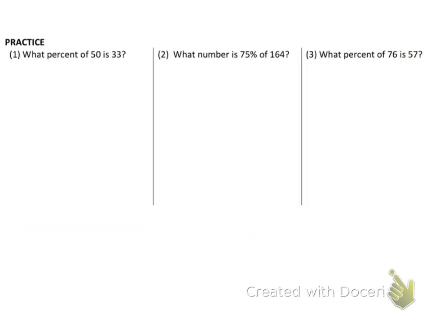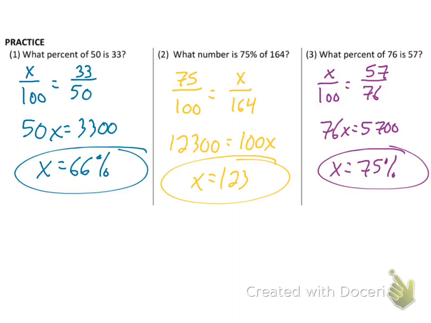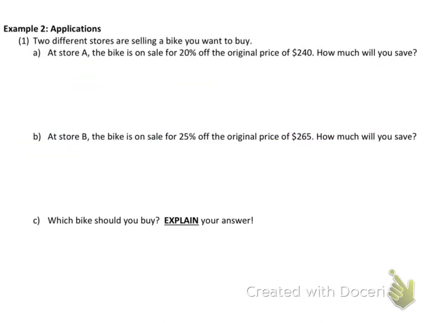Go ahead and try these three on your own. Try to set up the percent proportion and then solve them. So you can double check your work on these three problems. Make sure your percent proportions are right, and then make sure you solved each proportion correctly. The other thing we can do with percent proportions is set up application problems.